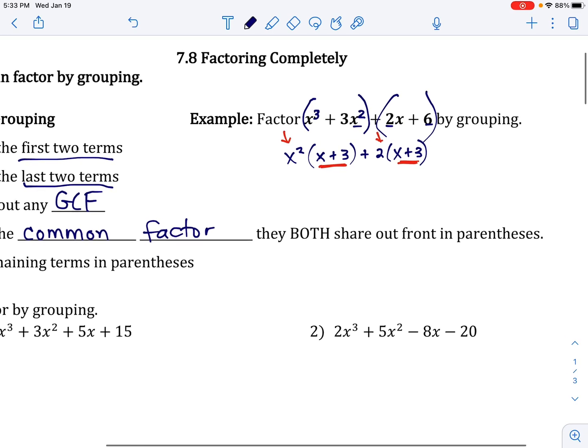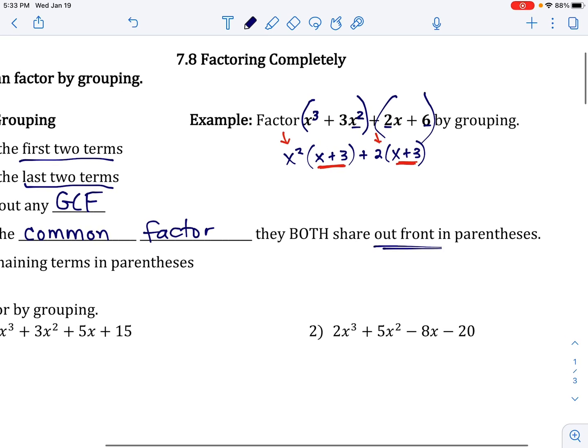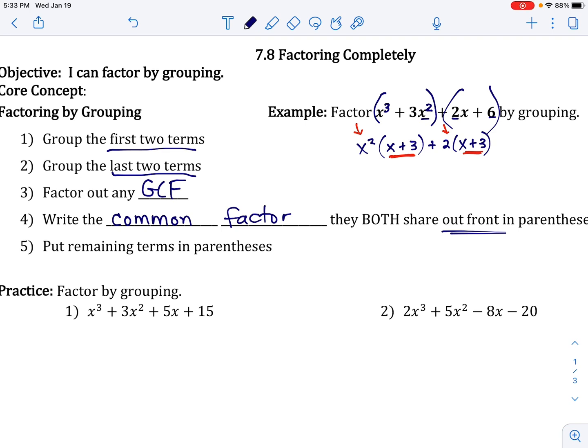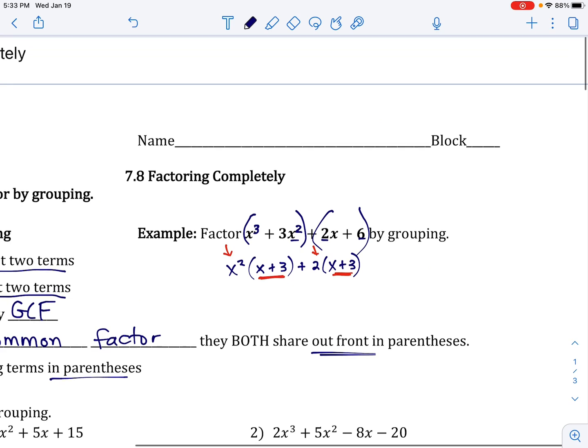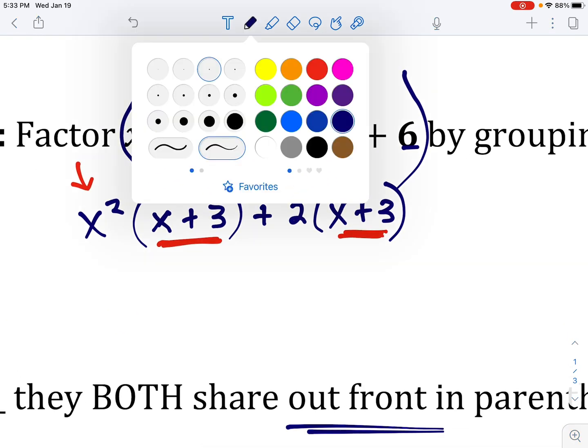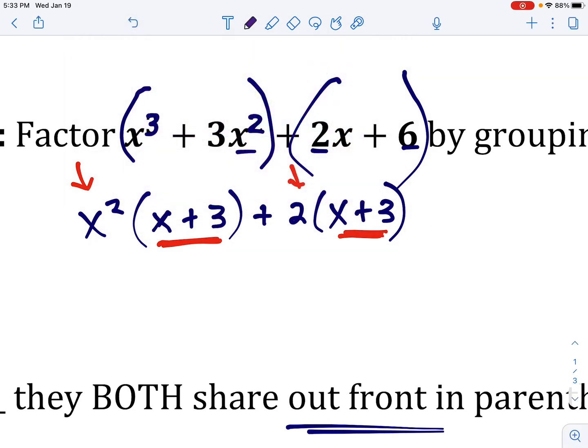They both share out front in parentheses. Then we're going to put the remaining terms that are left in parentheses next to it. Okay? So if I look here, the common factor that I'm going to pull out is x plus 3. So that's going to go out front. Okay? Now what's left? X squared is left, plus 2 is left.